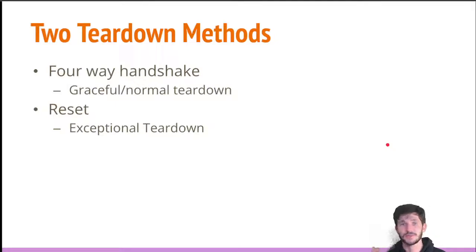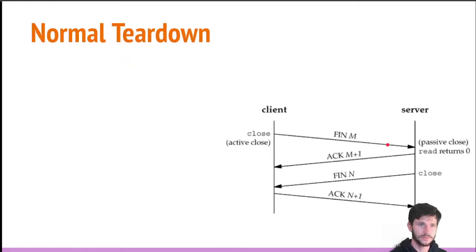One is the graceful normal teardown, call it a four-way handshake. The other is an exceptional teardown using resets. We'll cover both. So in a normal teardown, when the client is done sending to the server, the client is going to send a FIN. So that's going to be a packet with sequence number M and the FIN flag set. So at this point, there's going to be no data. Reading returns nothing. The server is then going to reply back with an ACK n+1.